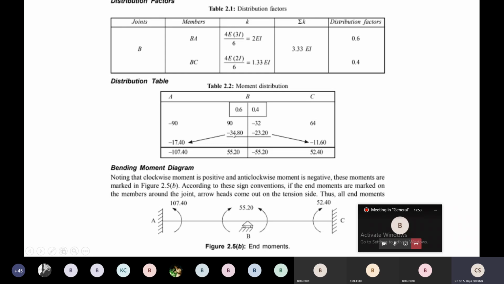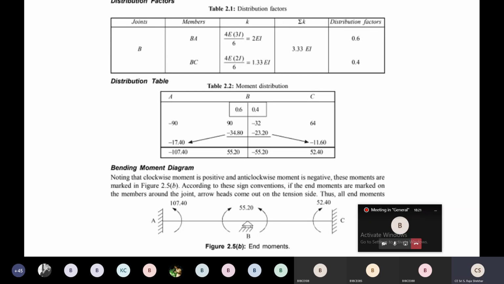It's a carry over moment. Half of the moment we need to transfer to the far end. Here minus 34.80 is there. Half of this one you have to transfer to far end. Half of 34.80 is 17.40. 17.40 we are transferred to support A. Half of this one we have to transfer to support C.